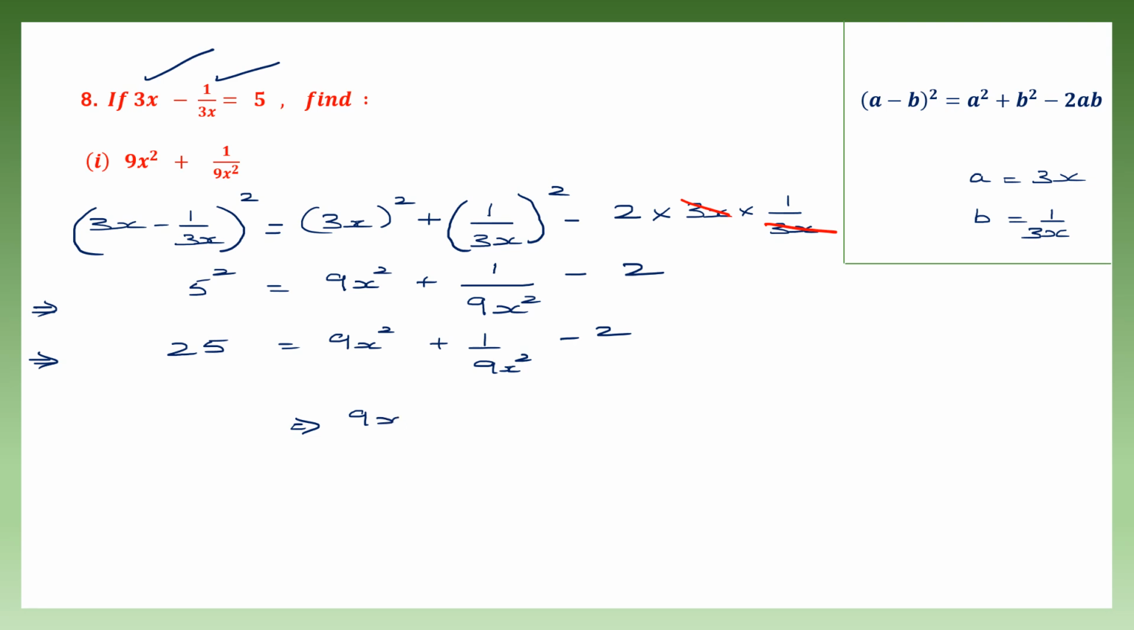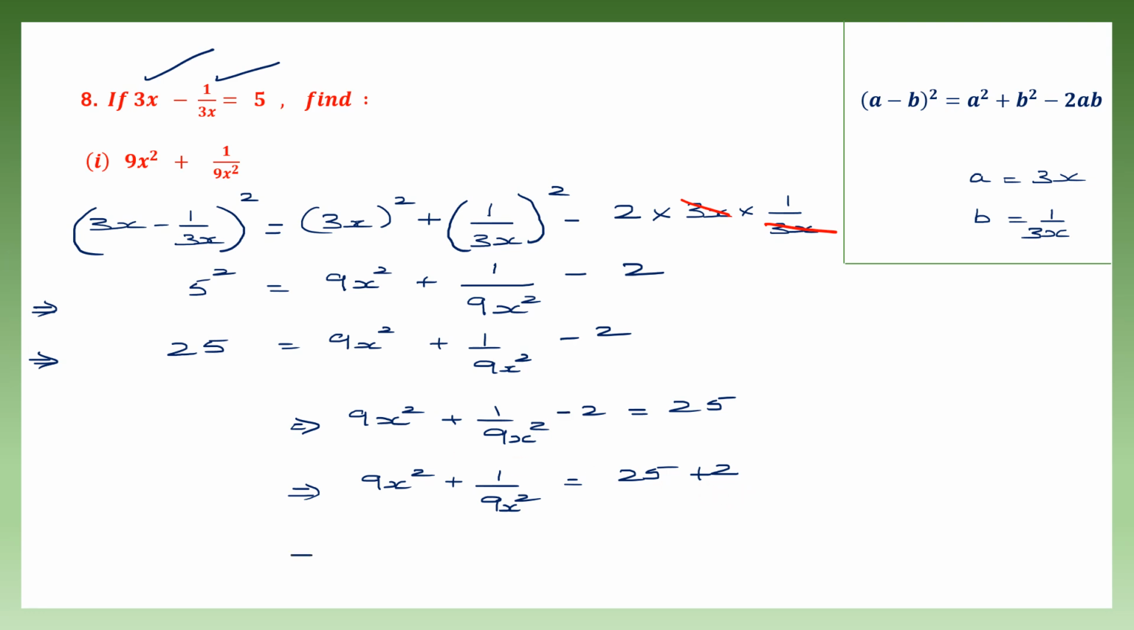So this is 9x square plus 1 by 9x square minus 2. This is equal to 25, isn't it? 25 is here and it says it's equal to 25. So I put it there. Now we're going to find out only 9x square plus 1 by 9x square. That will be 25 plus 2. And how did it become plus 2? Because here, as you can see, it is minus 2. When I carry it to the other side, it becomes plus 2.